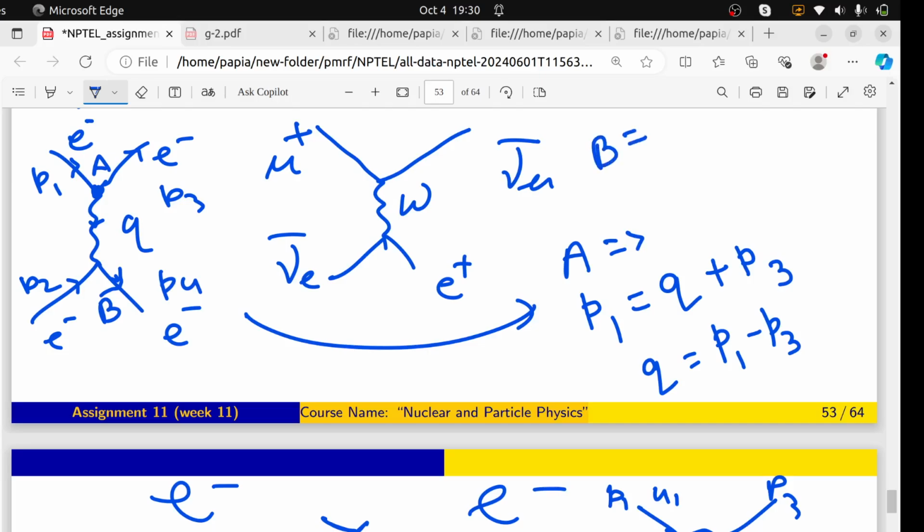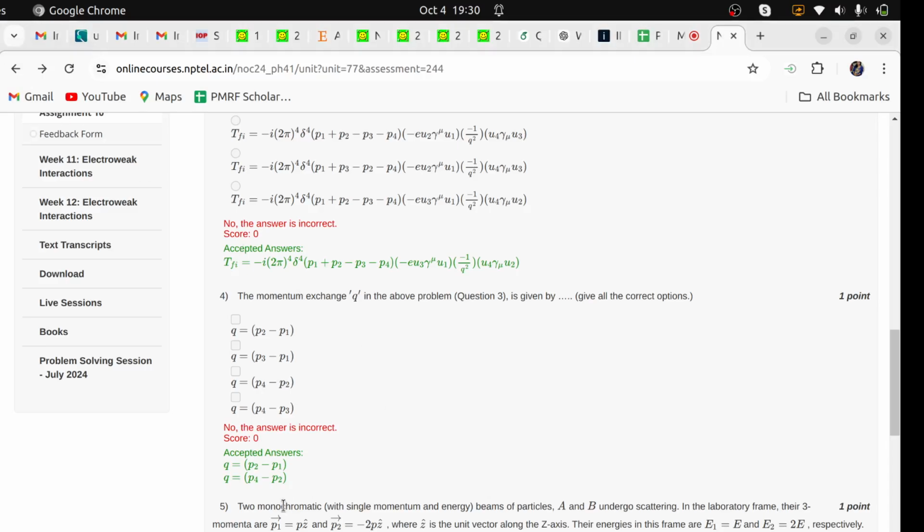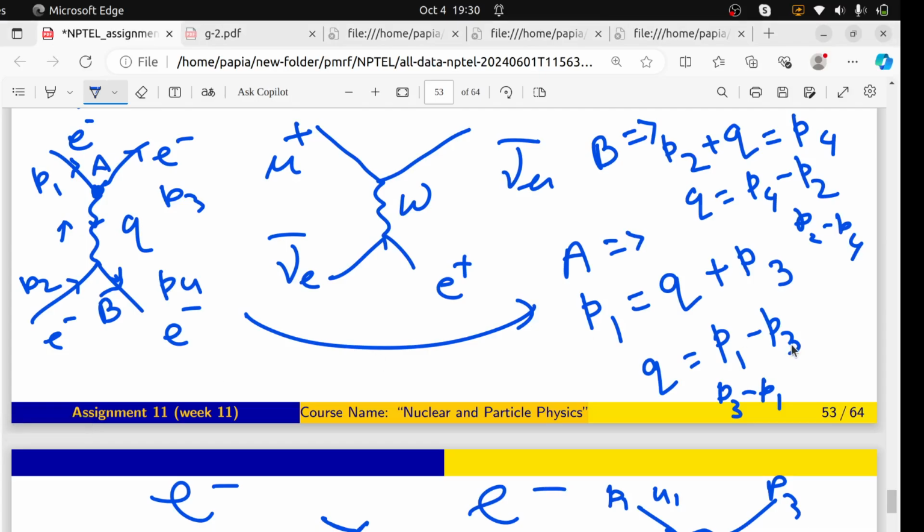Now for vertex B, P2 is incoming, Q is also incoming, P4 is outgoing. So Q will be P4 minus P2. Now if I change the direction of Q, then nothing will change, only the sign will change. Let's say P3 minus P1, and here P2 minus P4. Now see the options. P2 minus P1, P2 minus P4, P4 minus P2. P4 minus P2 is correct, because I have seen P4 minus P2 or P2 minus P4.